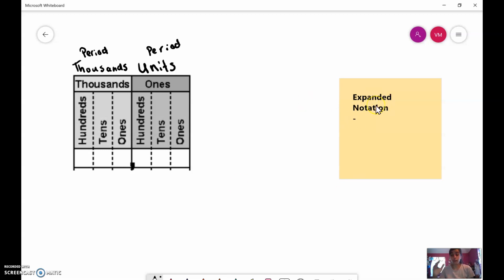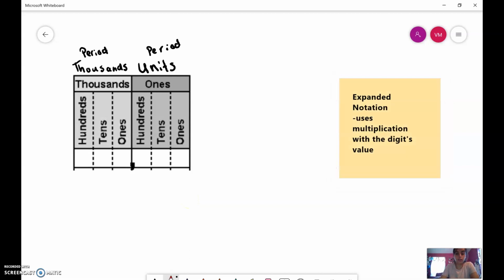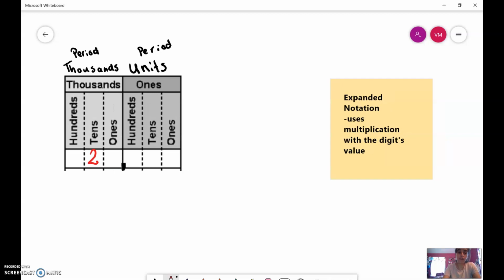So right now I'm just going to focus on expanded notation. And if you remember, hopefully you saw the dojo little handout. I did put that expanded notation uses multiplication with the digit's value, just the value. Okay, so let's say for instance I'm using a number, and I'm going to stick with the 10,000 since I know a lot of people still hate the 10,000. So I'm going to put two 10,000s, 5,000s, because that's still part of the thousand family.